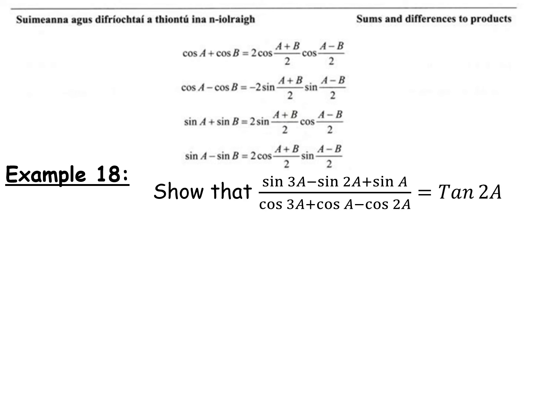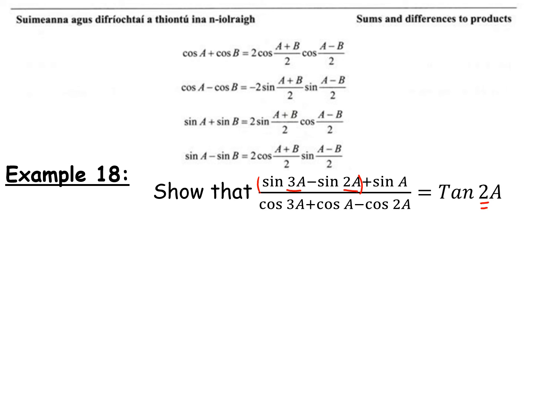So example 18, show that sine of 3a minus sine of 2a plus sine of a all over cos of 3a plus cos of a minus cos of 2a equals tan of a. So we're going to have to start combining some of these terms. Now, what we might jump and do is, let's say, combine these two terms. But if I was to combine those two terms, remember that I'm going to be adding these angles and dividing by 2. If I add those, that will give me 5a, and it won't divide evenly by 2.